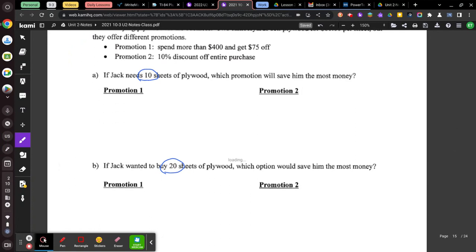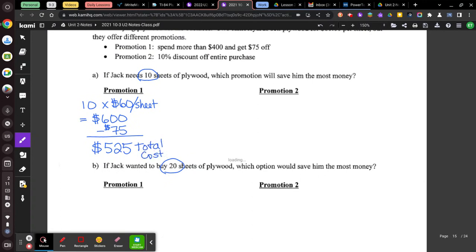So if we need 10 sheets of plywood, we're going to take 10 sheets times $60 per sheet. That's going to give us $600 altogether. Now we're going to subtract our $75. Okay, that is our deal. Subtract the 75, and we have $525 total cost. Okay, that's before tax. So total cost before tax.